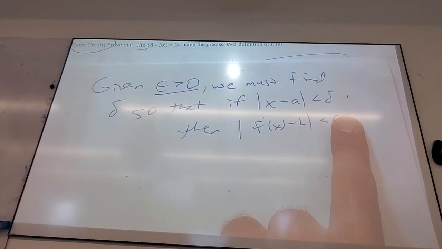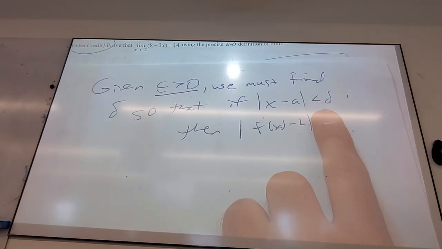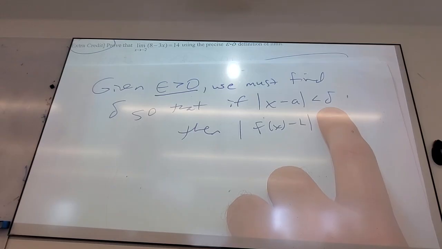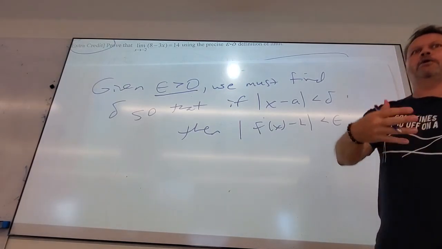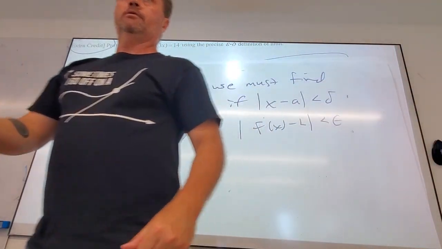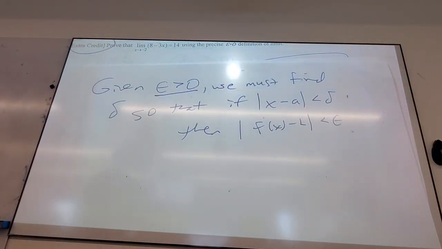So somebody says, I want you to be this close to the limit forever. And we have to find how close we need to get to the input so our outputs are always at least that close. So delta is a distance on the x-axis. A math person would normally look at delta as being a very small positive number. Same thing with epsilon, but epsilon is on the y-axis. Would you all agree that limits rely on the word close a lot?